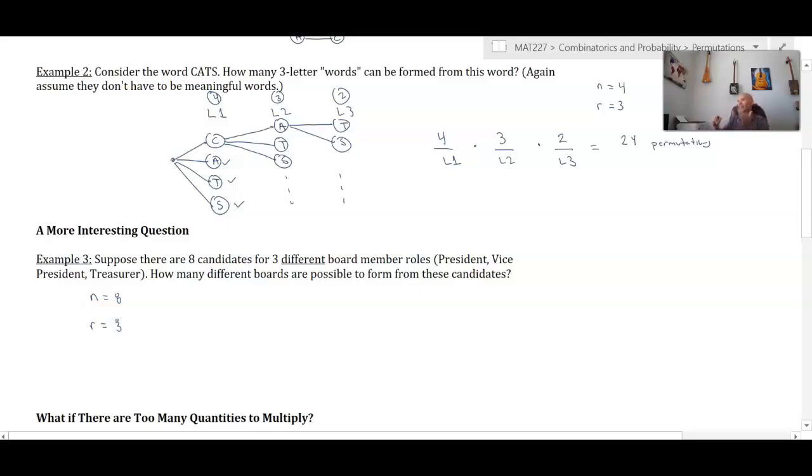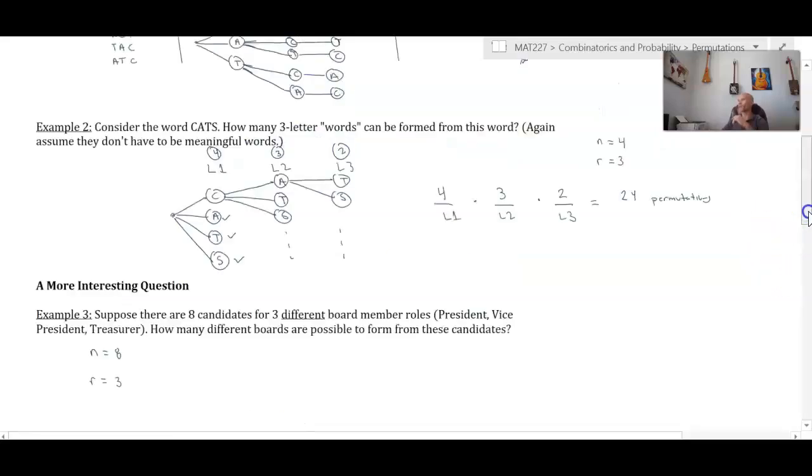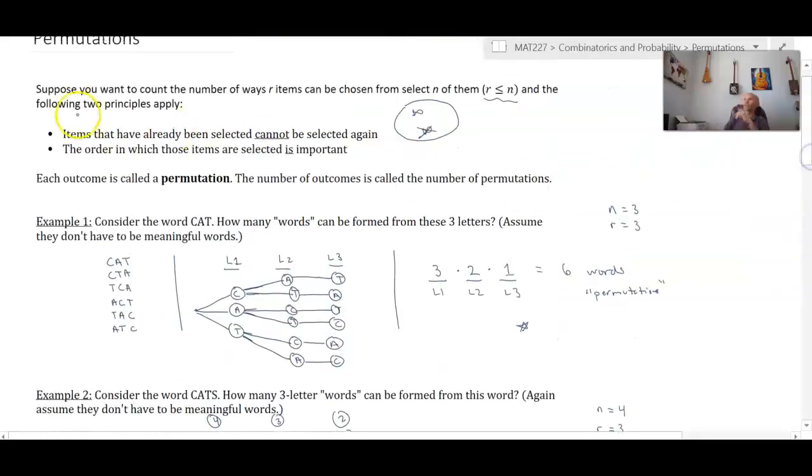From them, we want to select 3 of those people. And our criteria is again satisfied because we can't have one board member fill 2 different positions. So it just doesn't work that way. We can't have Jane be president and vice president, and we certainly can't have one person take on 3 different roles. So yes, certainly items that have already been selected, so people that have been chosen, cannot be selected for another position. And the order in which they're selected is important.